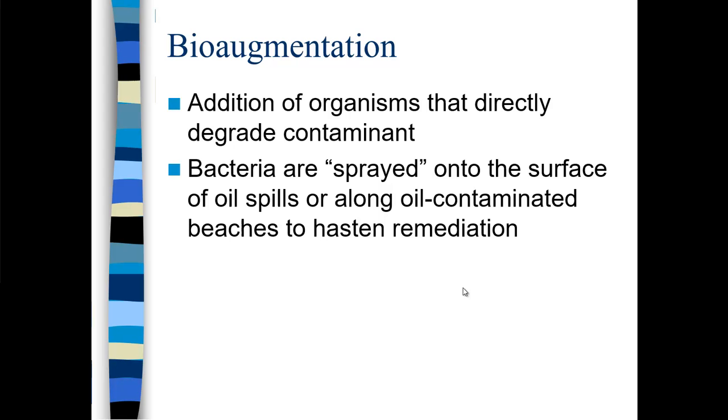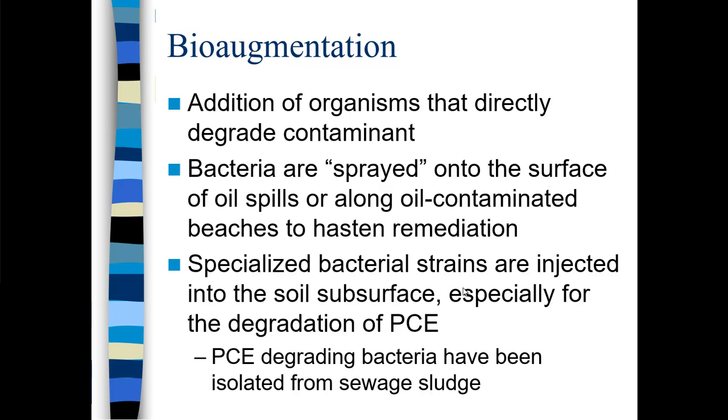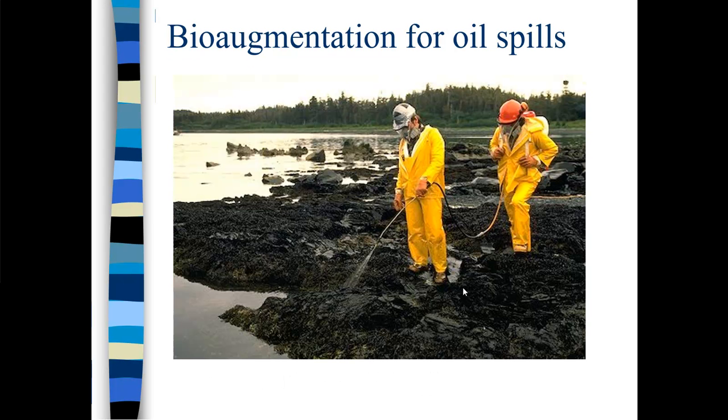And so what happens is bacteria like E. coli are just sprayed directly onto the surface. And then in some cases, you may have more specialized bacteria that would go into the subsurface, especially for the degradation of perchloroethylene. Perchloroethylene degrading bacteria have actually been isolated from sewage sludge, but you don't really find them very much in the environment, so you have to add the bacteria directly.